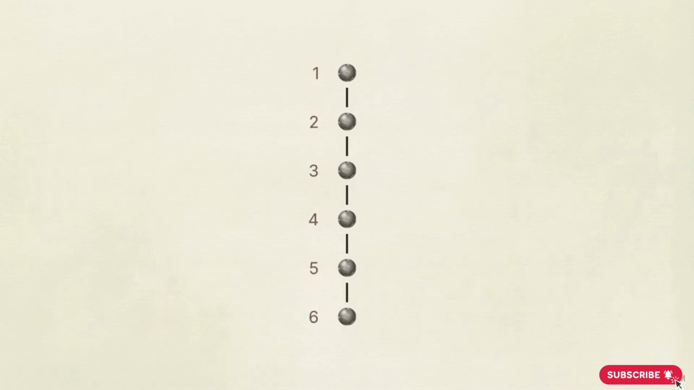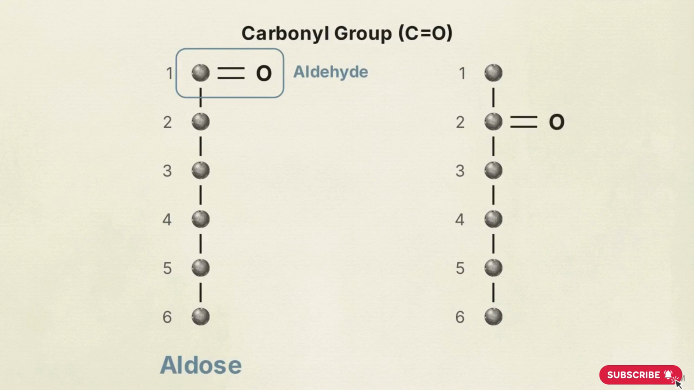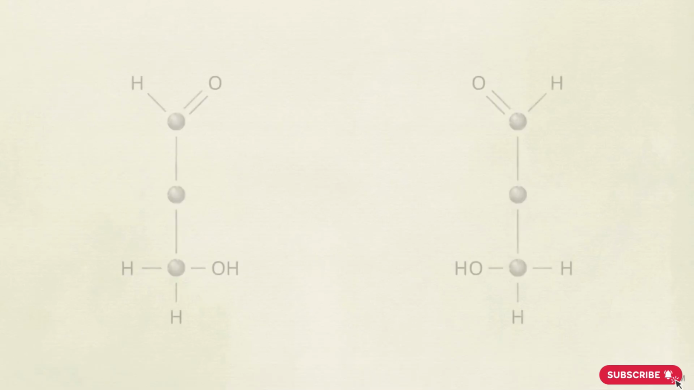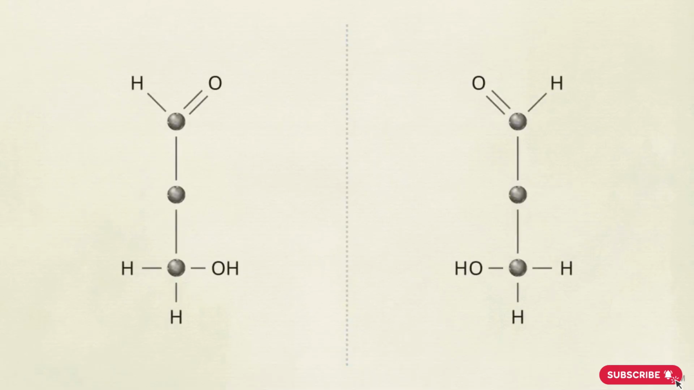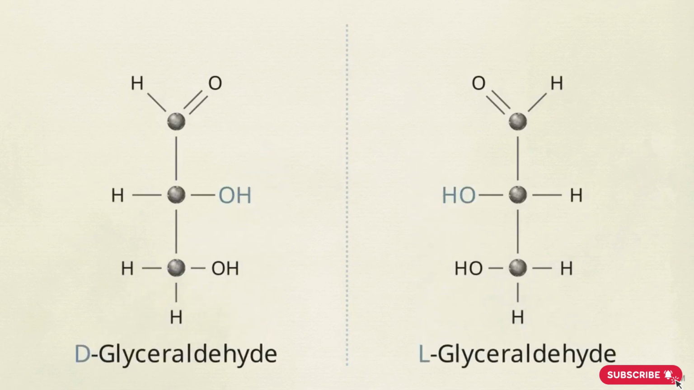They are defined by their carbon chain length and the position of their carbonyl group. An aldehyde functional group makes them an aldose, while a ketone makes them a ketose. Because the carbon centers of these sugars attach to multiple hydroxyl groups, they are chiral. To standardize their spatial configuration, chemists use the D and L notation system, which arbitrarily uses the structure of glyceraldehyde as its universal reference point.